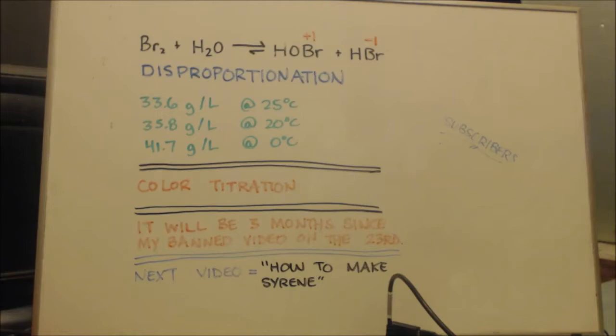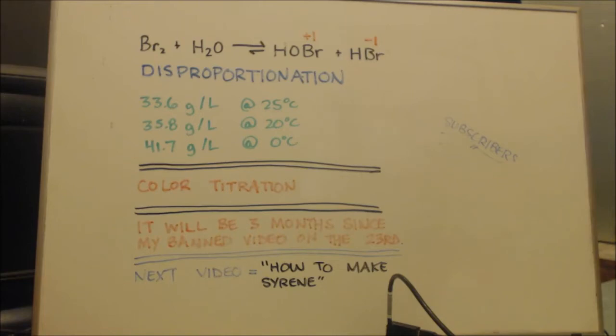Well, I'm making some hypobromous acid. You can see by the top equation, bromine plus water. The bromine disproportionates, meaning it goes up in oxidation and down in oxidation. You can see it makes HOBr and HBr.